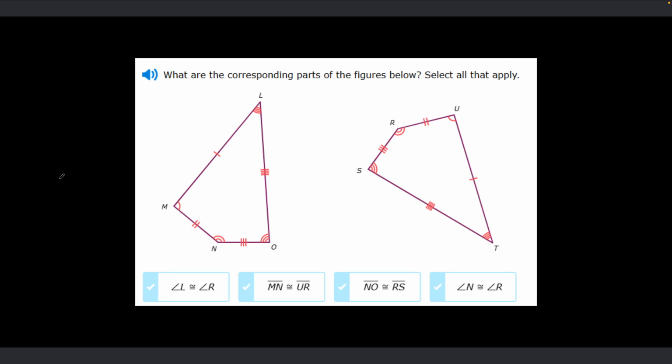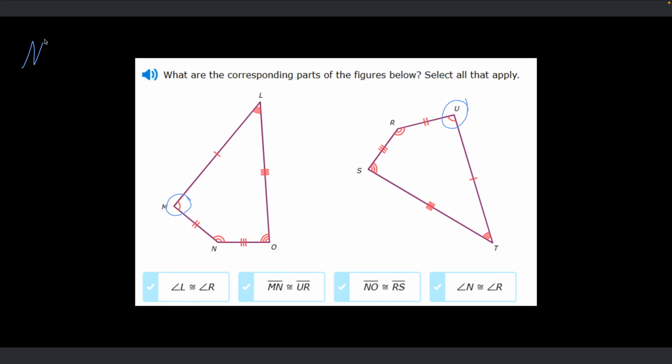Now for this one, you'll notice that they don't give you any numbers on the drawing, but what they do give you are these red arcs, and we call them dash marks, hatch marks. I see one red dash mark here, and I see one red dash mark here. That means that ML has to match with UT, or let's do angles actually. One red angle measure means one red angle measure.